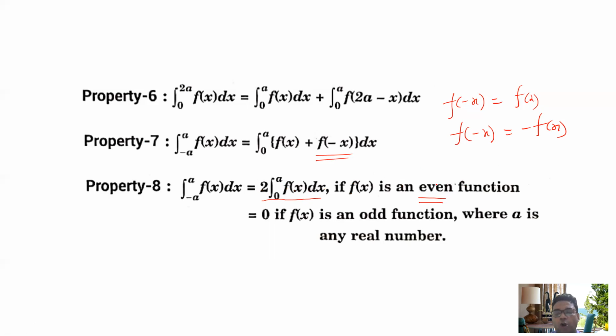But in case of an odd function, f of minus x is equal to minus f of x. If I substitute here, f of x minus f of x is ultimately 0. So that's why you are getting 0.